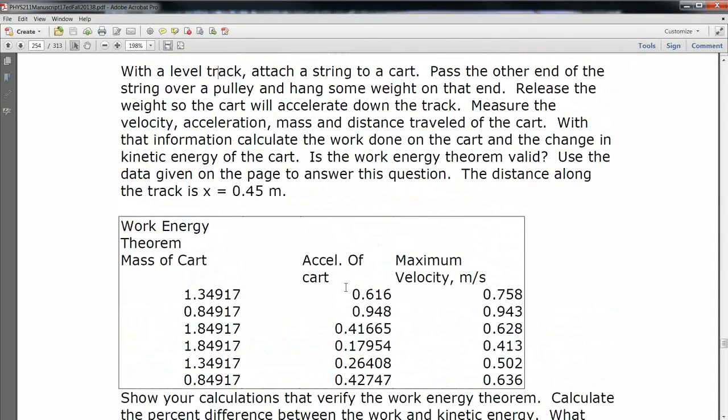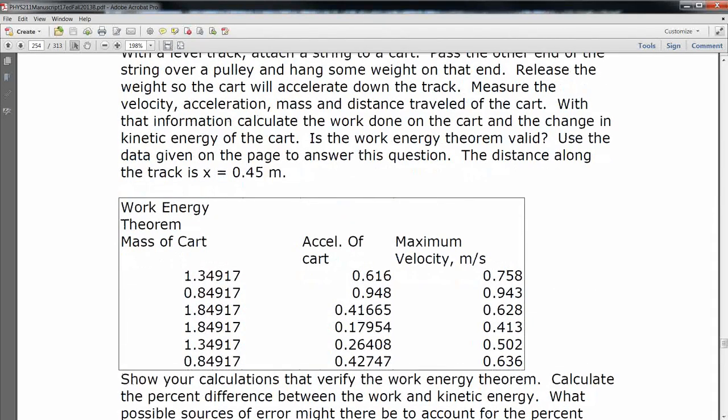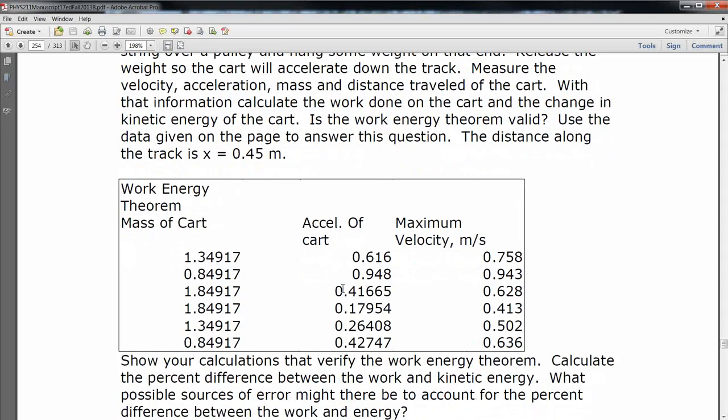talks about how you would set it up and measure the velocity, acceleration, mass, and distance, and with that information calculate the work done on the cart and the change in kinetic energy of the cart. Is the work energy theorem valid? And use the data given on this page to answer that question, noting that the distance that the cart moved along the track as it was being pulled by the string over the pulley was 45 centimeters.